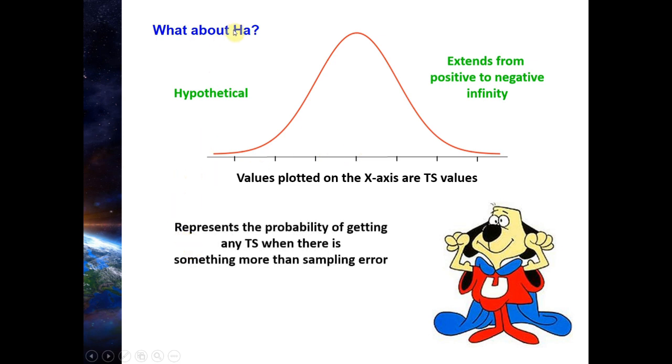Okay, so HA represents the probability of getting any TS when there is something more than sampling error. These values of the TS probably do reflect sampling error plus something else. The ones in the tails, questionable. They could belong to HA, but then again, maybe they belong to HO. We're going to find out.